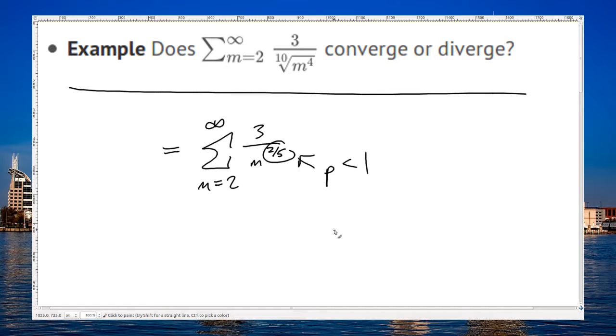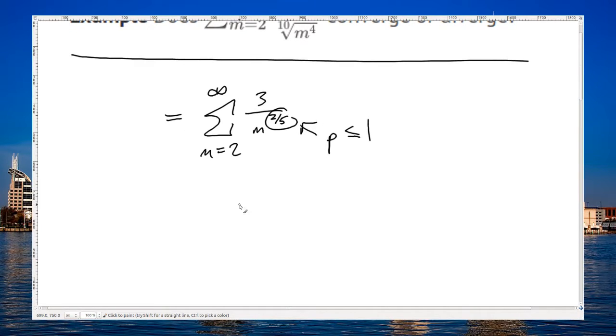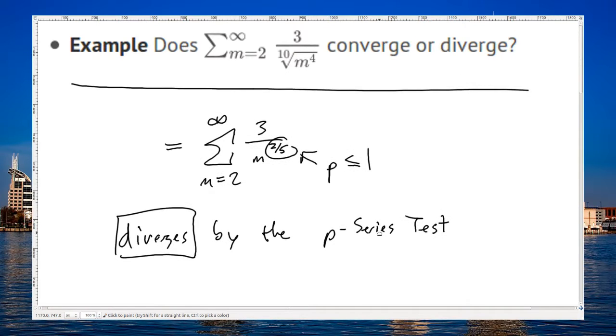and it's less than 1. It's less than or equal to 1, I should say. All right, so this diverges by the p-series test. Oh man, that was easy. So much easier than actually proving it, right? As soon as we have this proof that the p-series test works, and we do now, we can just look at the power p and just check if it's less than or equal to 1 or bigger than 1. Okay, let's do one more.